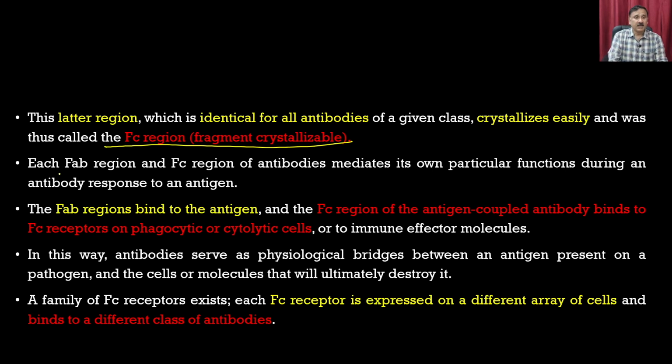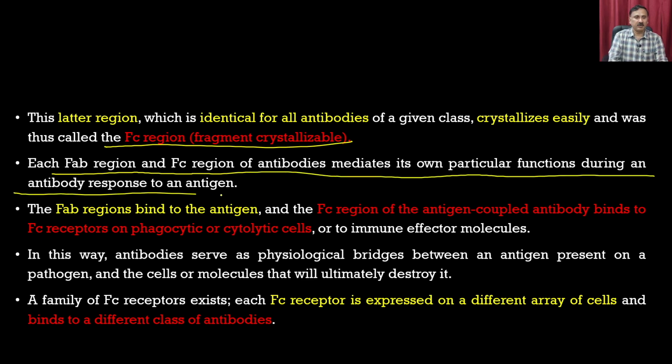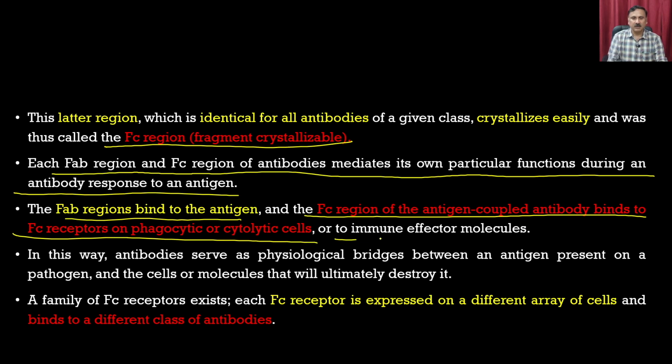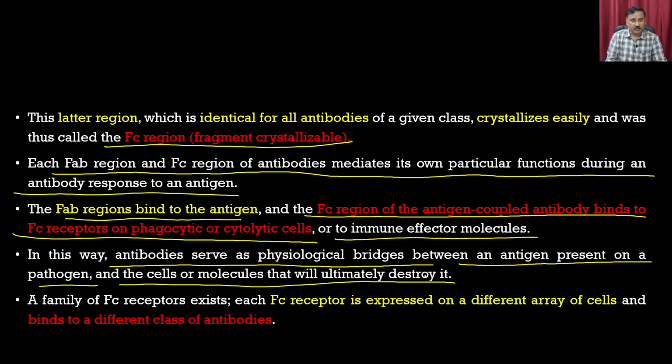Each Fab region and the Fc region mediate its own particular function during an antibody response to an antigen. The Fab region binds to the antigen, and the Fc region binds to the receptor on the phagocytic or cytolytic cells or other immune effector cells. In this way, the antibodies serve as a physiological bridge between an antigen present on the pathogen and the cells or molecules which will ultimately destroy it, right? So a family of Fc receptors exists, with each Fc receptor expressed on different types of cells and binding to a different class of antibodies.